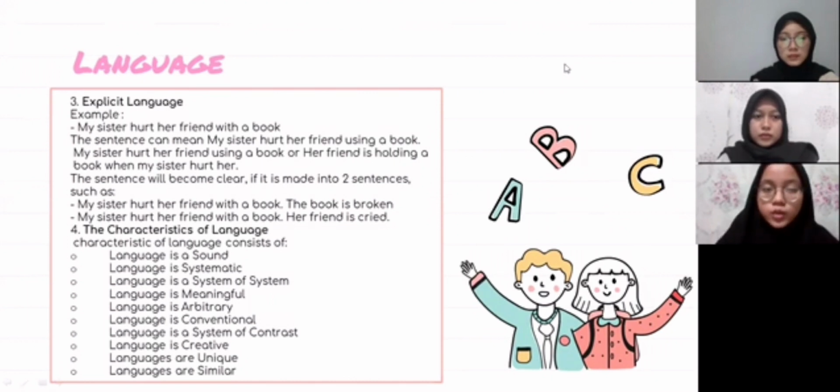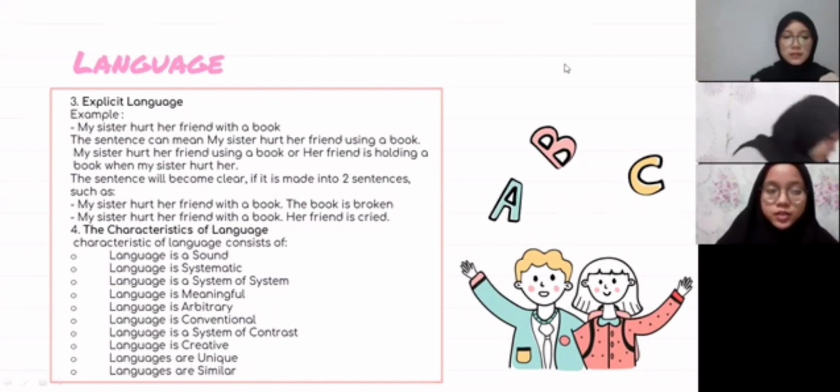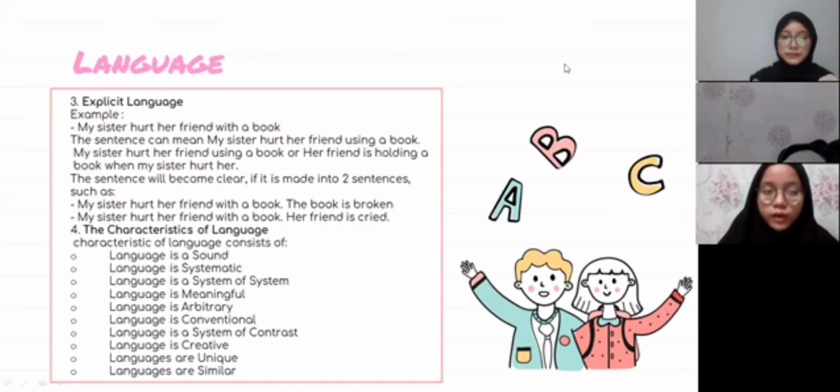The sentence will become clear if it is made into two sentences, such as my sister hurt her friend with a book, the book is broken, or my sister hurt her friend with a book, her friend is crying.